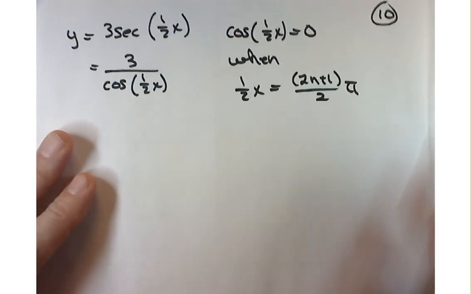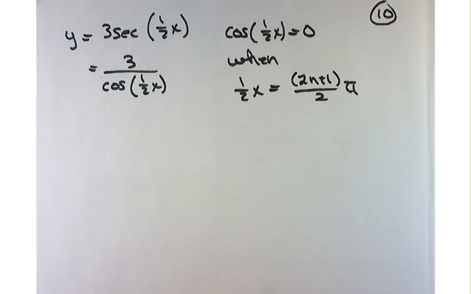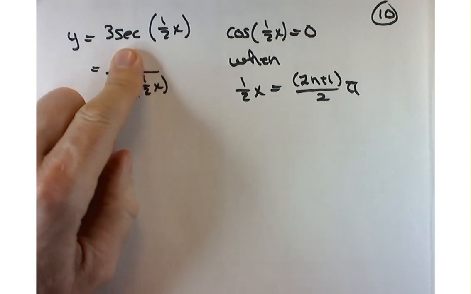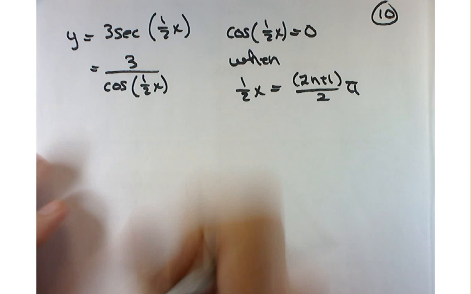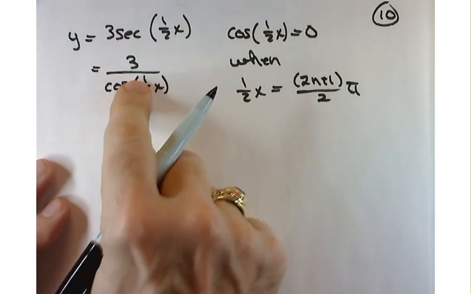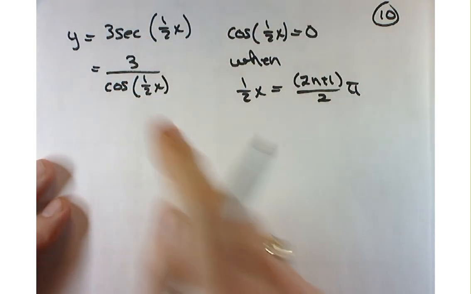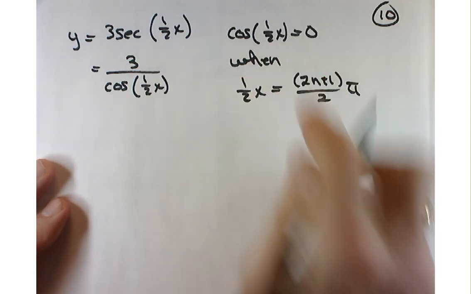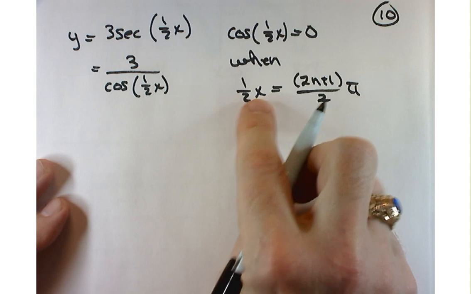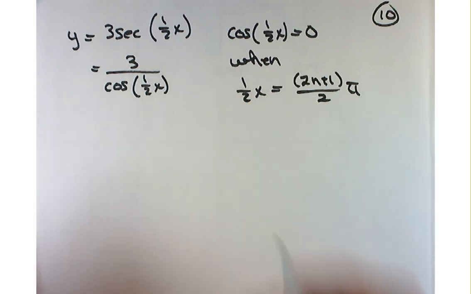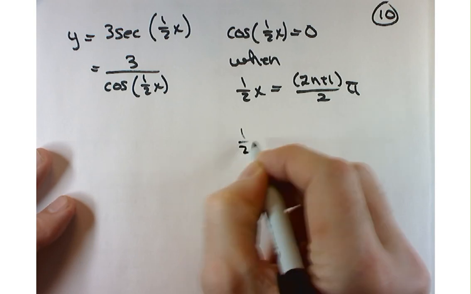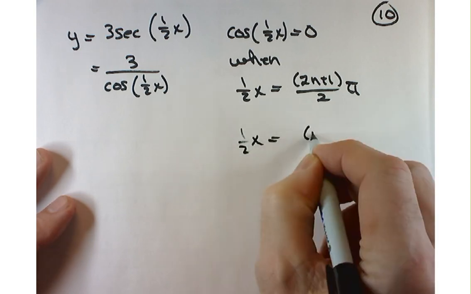So kind of a little bonus for us, a couple extra problems. Graph y equals 3 secant of 1/2 x. Now, if you wanted to, you could rewrite that as 3 over the cosine of 1/2 x. And so that's going to equal 0 in the denominator. Basically, you're going to find your vertical asymptotes when 1/2 x equals (2n plus 1) over 2 times pi, basically odd multiples of pi over 2.